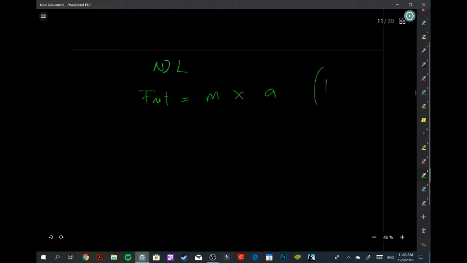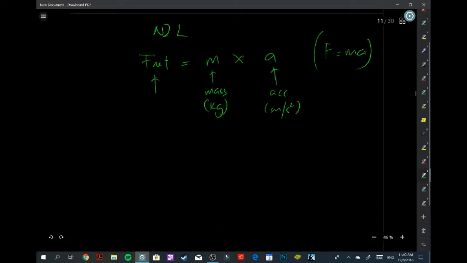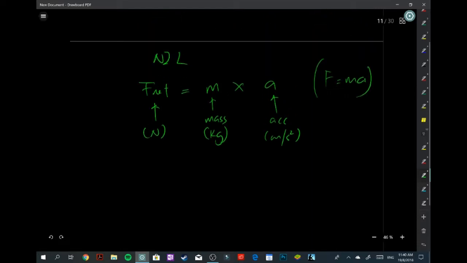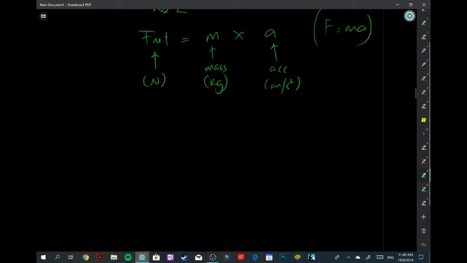So basically your F equals to ma. Now this is mass, it's always in kg. This is acceleration, this is always in meter per second square. So obviously F net is in newtons. Now the question can come in a few forms.